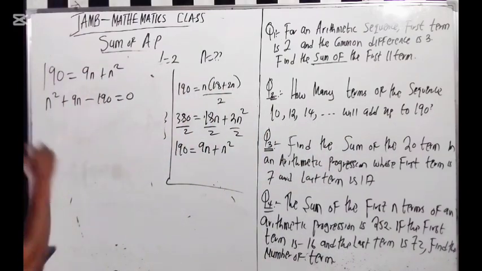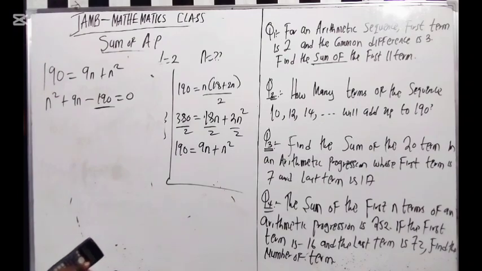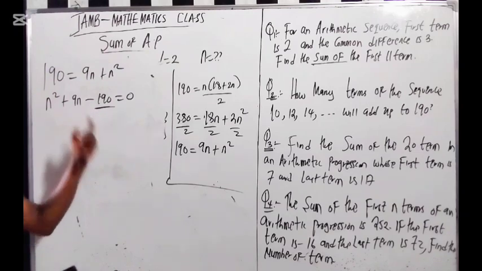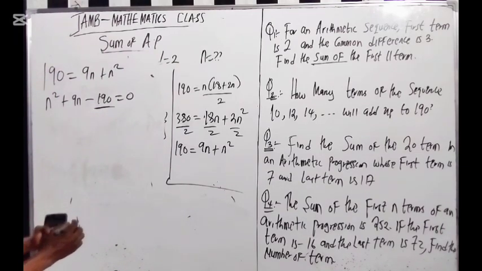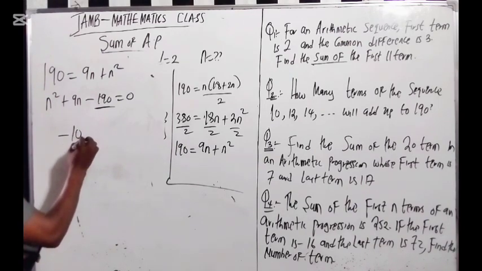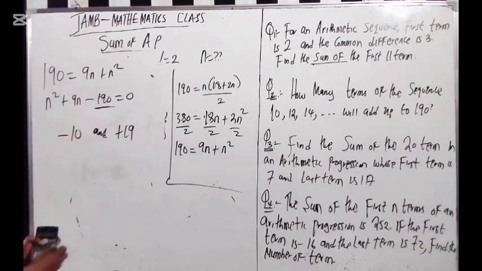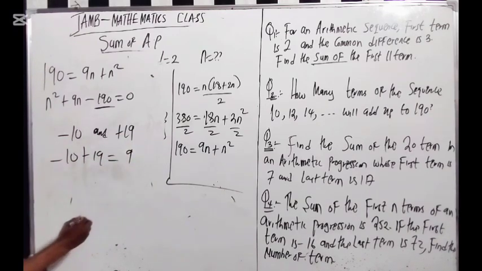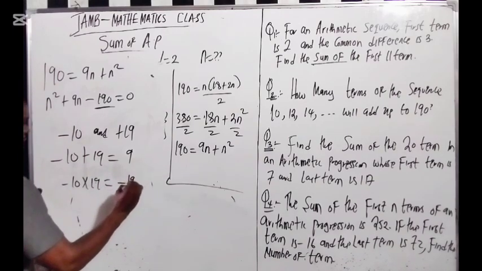So now let's factorize here. In factorization, let's look for the two numbers. If we add them, they give us 9. If we multiply, they give us minus 190. The numbers are minus 10 and plus 19. The reason is because minus 10 plus 19 is 9, and minus 10 times 19 is minus 190.